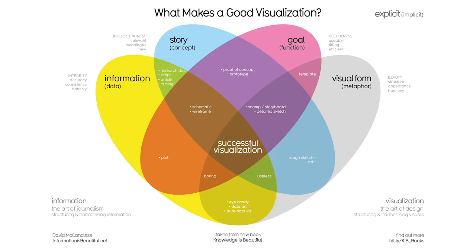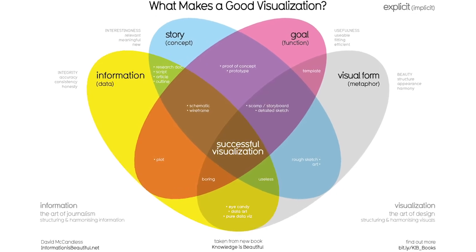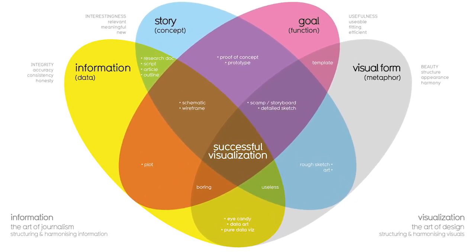Check out this data visualization made by David McCandless, a well-known data journalist. This graphic includes 4 key elements: the information or data, the story, the goal, and the visual form. It's arranged in a 4-part Venn diagram, which tells us that all 4 elements are needed for a successful visualization. So far, you've learned a lot about the data used in visualizations. That's important because it's a key building block for your visualization. The story or concept adds meaning to the data and makes it interesting.